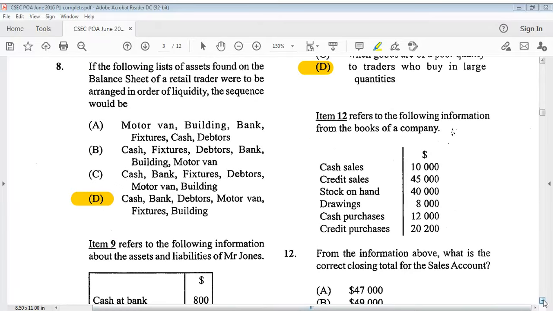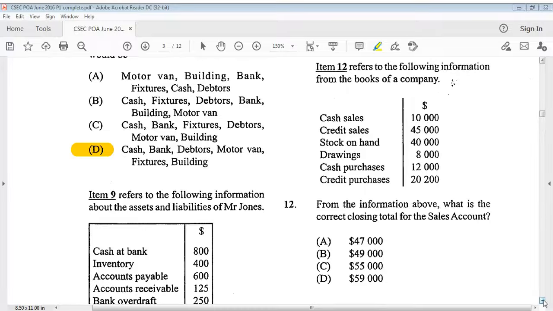Item 12 refers to the following information for the books of a company. So we have cash sales, credit sales, stock on hand, drawings, cash purchases, and credit purchases. And there you see the figures. So 12 says, from the information above, what is the correct closing total for the sales account? So we're looking for what affects the sales account only. Therefore, cash sales, $10,000, would affect the sales account, and credit sales, $45,000. So that's a total of $55,000. So C would be your answer.